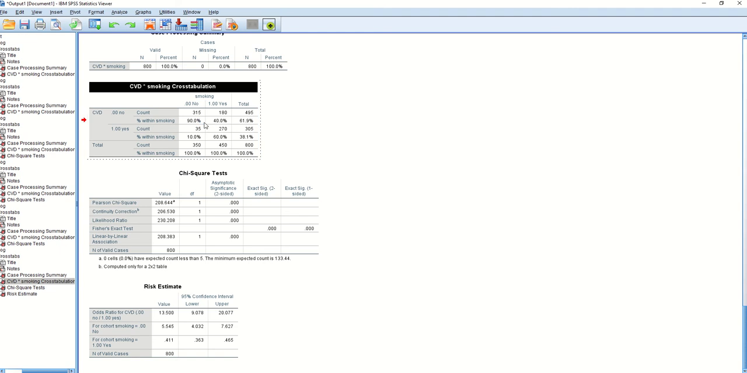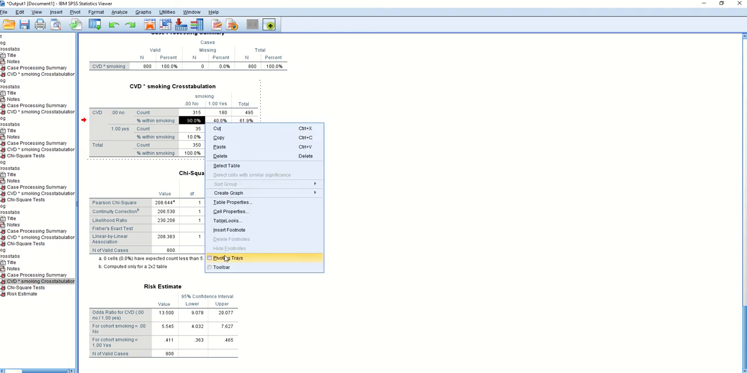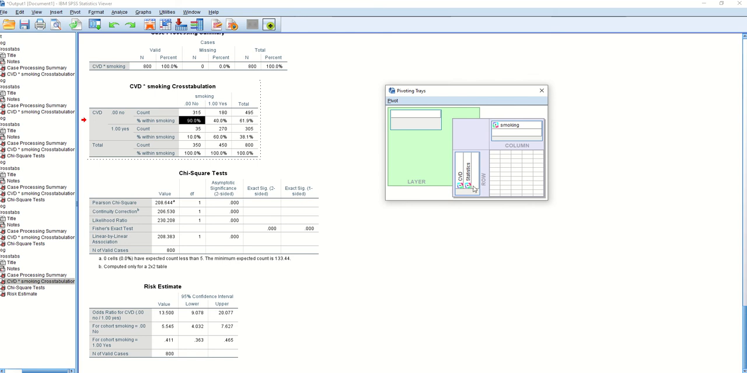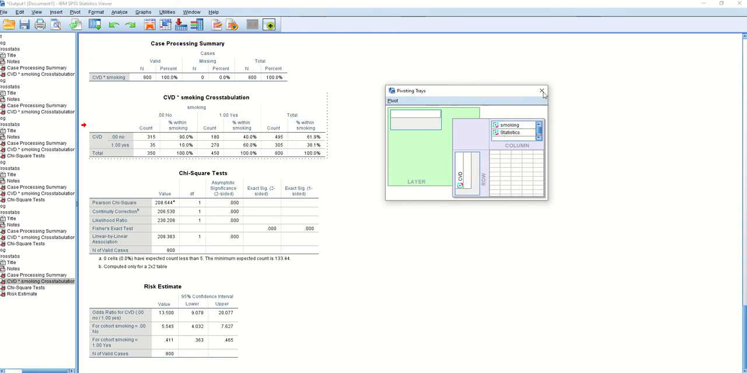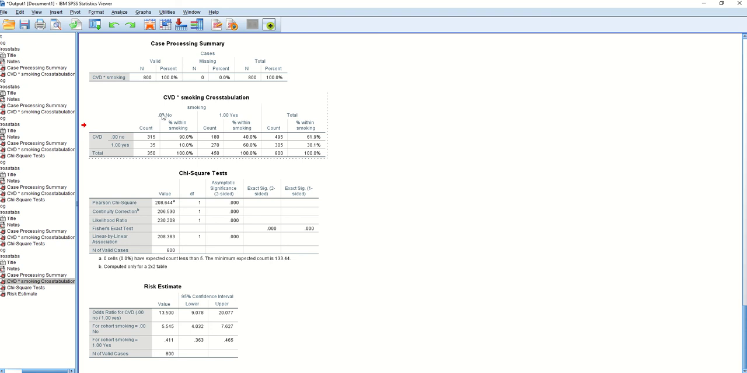What you can do is double click on the table so that it becomes active, right click and go down to pivoting trays, and then take the statistics, put it under smoking, and then close. And now for the non-smokers you have the count and the percentage, and for the smokers you have the count and the percentage next to each other, which makes it much easier to read. Or if you want to copy this table to a Word document, it becomes much easier to work with.